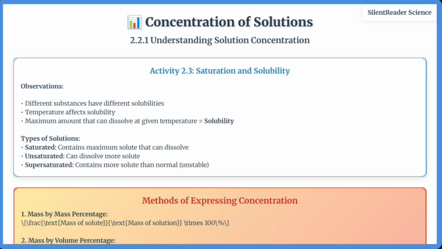A solution that contains the maximum amount of solute is called saturated, while one that can dissolve more solute is unsaturated. We can express concentration in different ways: mass by mass percentage, mass by volume percentage, or volume by volume percentage. For example, if we have 40 grams of salt dissolved in 320 grams of water, the mass percentage is 11.1%. Different substances like potassium nitrate, sodium chloride, and ammonium chloride show different solubility patterns with temperature changes.